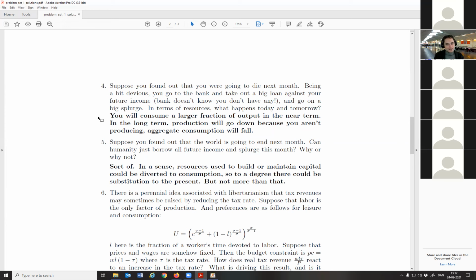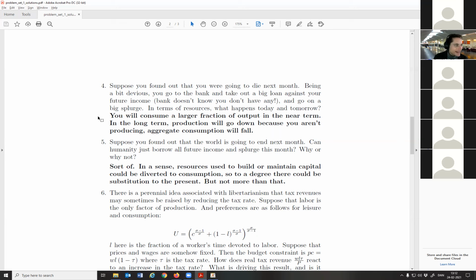In a sense, the resources that were going to be used for investment could be used for consumption, right? We don't have to worry about production tomorrow any longer. So to the extent that you can, you know, not invest in the maintenance of your house, right? I mean, you don't have to spend time keeping up your house. It's going to be destroyed tomorrow anyway. You can divert those resources to something productive for consumption, potentially.